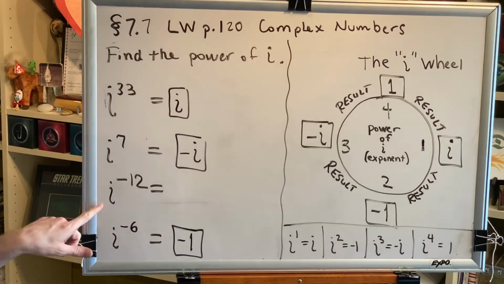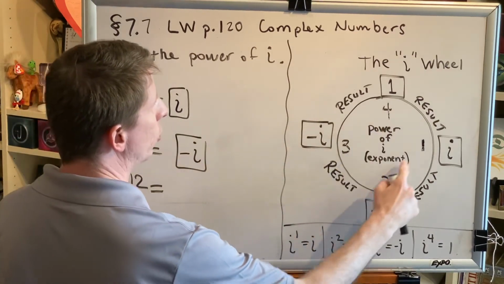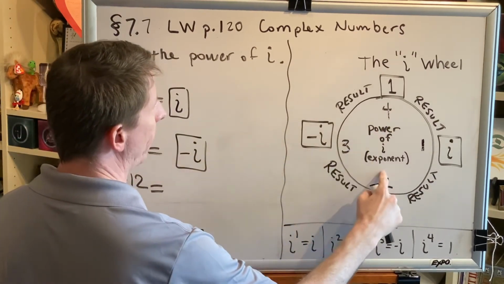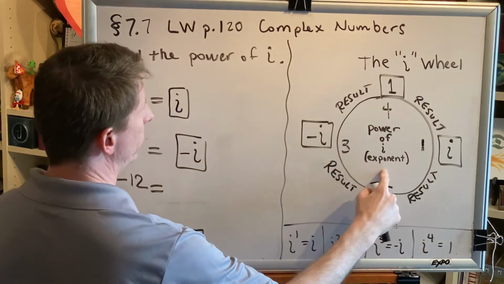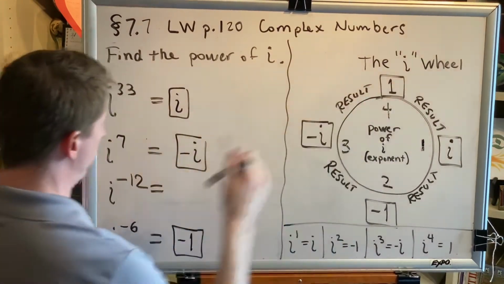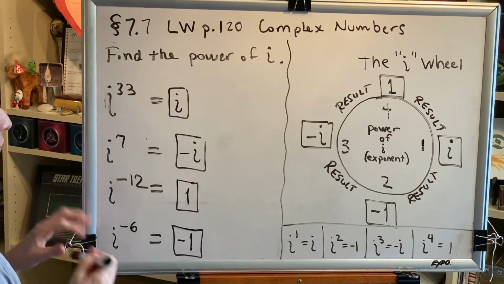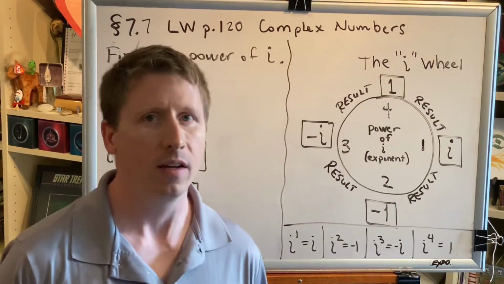Okay, one last problem, i to the negative 12. Again, we'll start at 4, 3, 2, 1, 0, negative 1, negative 2, negative 3, negative 4, negative 5, negative 6, negative 7, negative 8, negative 9, negative 10, negative 11, negative 12. The answer is 1. Raising i to powers is very easy and fun.